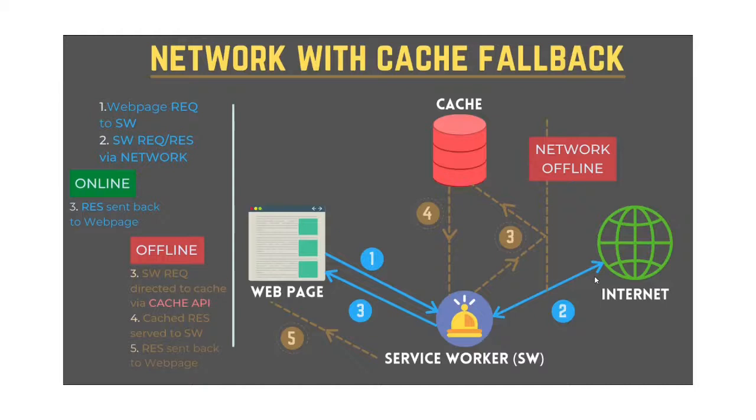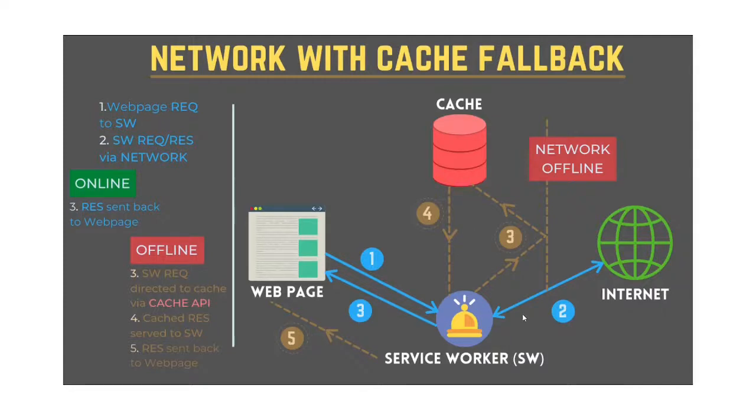So if we are online, we can readily get the response back, and the service worker can serve it back to the web page in step 3. However, if we are offline, the service worker will have to reach out to the cache via the cache API in step 3, and once it gets the cache response back in step 4, then it can be served to the web page as part of step 5. So again, we have the distinction between the two sequences with the blue and the brown lines.